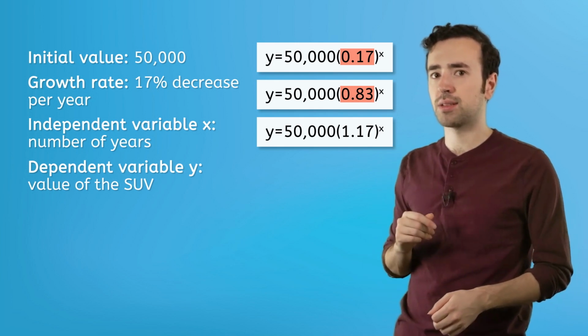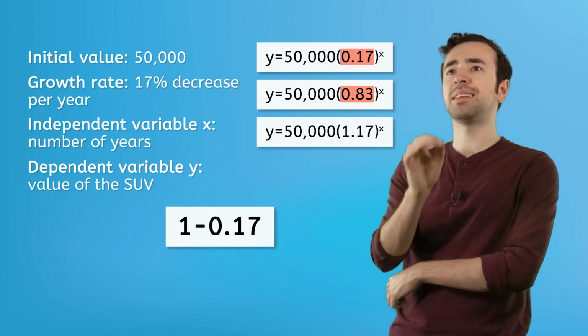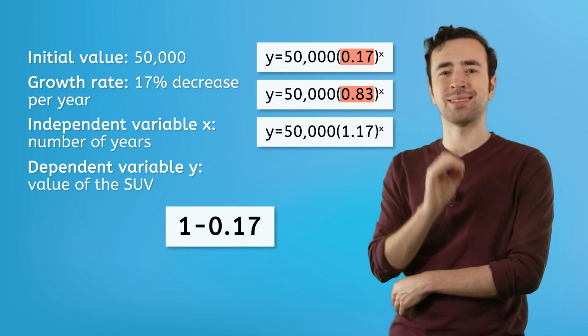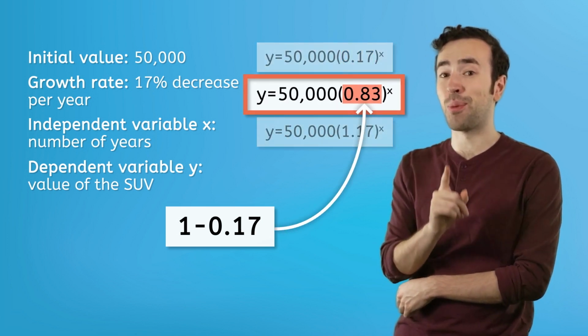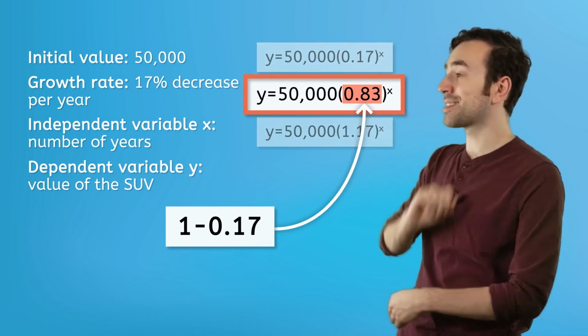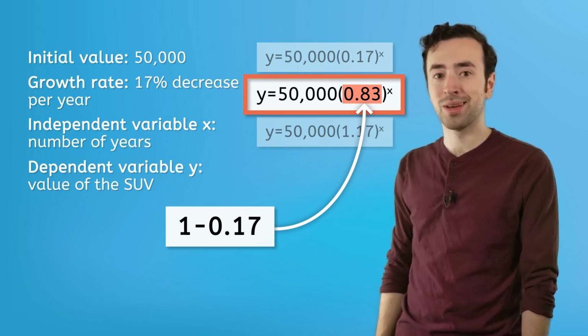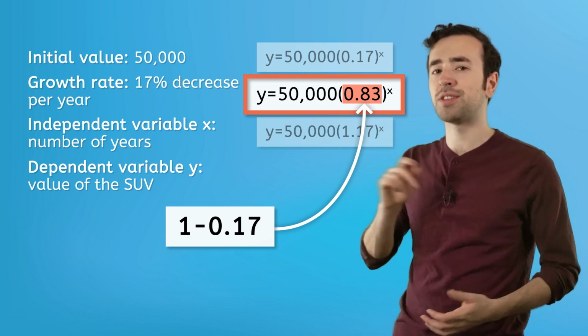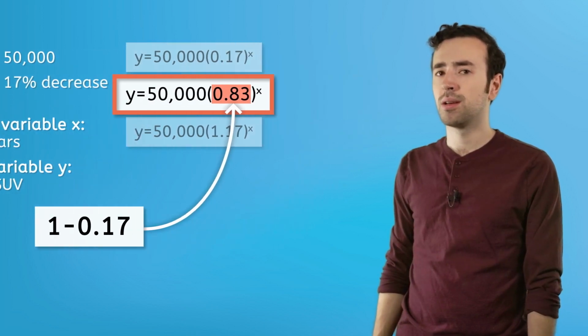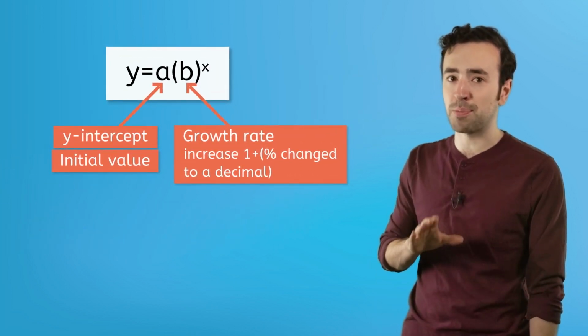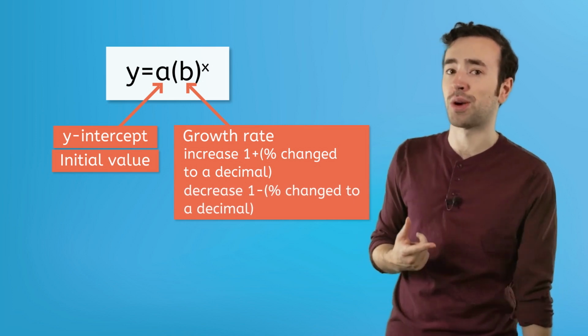What would that give us? What is 1 minus 17% as a decimal? Yeah, it's 0.83. So this must be the correct equation. Y equals 50,000 times 0.83 to the power of x. We should include how to calculate b when we have a percentage decrease to our description too.